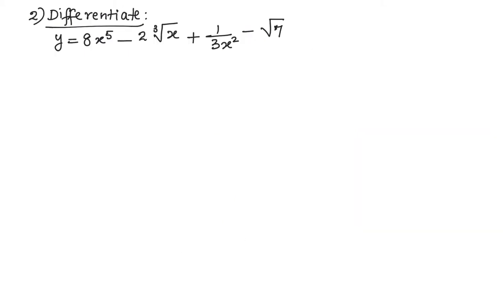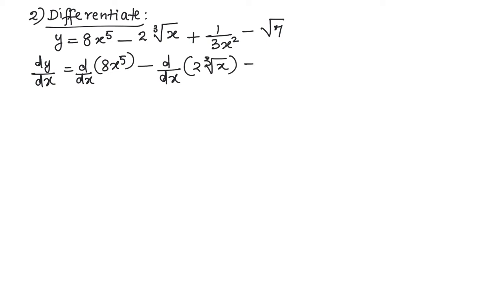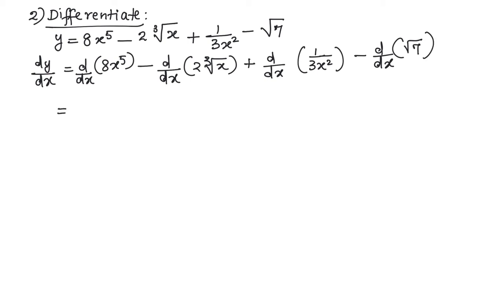Let's look at another example. Differentiate. So dy by dx equals. We can apply the sum and difference rule, which means we are taking the derivative of each term separately. So the derivative of 8x to the power 5, minus the derivative of 2 cube root of x, plus the derivative of 1/3 x squared, minus the derivative of square root of 7. Here this is a constant and a function, so it will be constant times the derivative of the function.